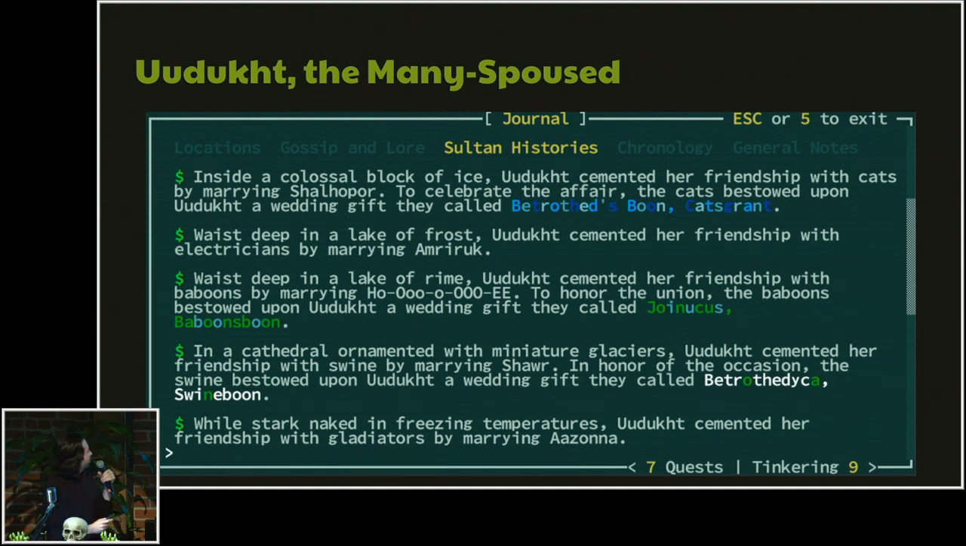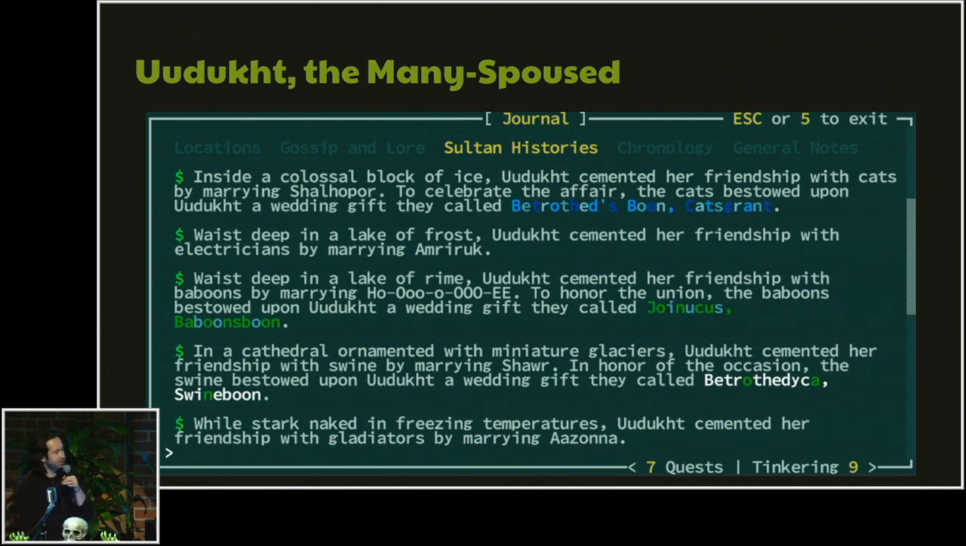So we could see here, inside a colossal block of ice, Uduk cemented her friendship with cats by marrying Shalabor. Waist deep in a lake of frost, Uduk cemented her friendship with electricians by marrying Amraruk. Waist deep in a lake of rime, Uduk cemented her friendship with baboons by marrying Hu-u-u-u-e. That's a baboon.